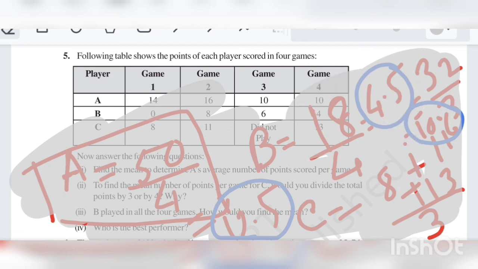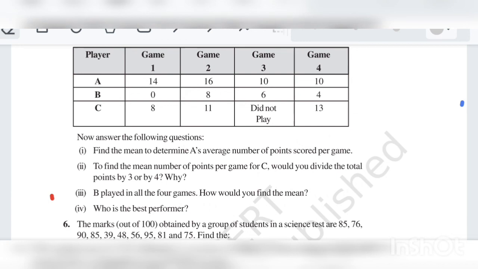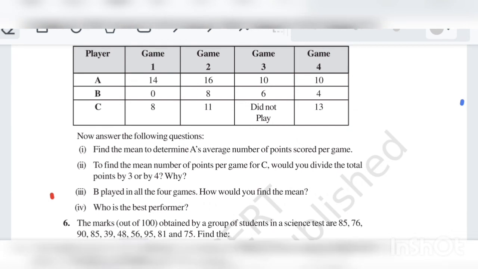Okay. So today up to this class, we have done all the 4 sums. In my next video, I will show you how to do question number 6.